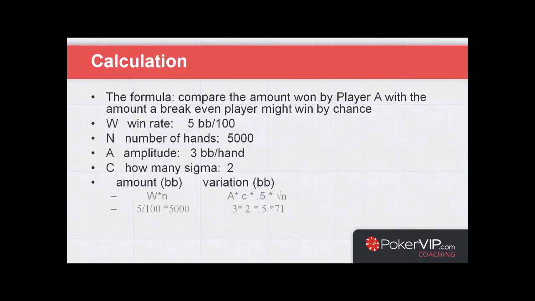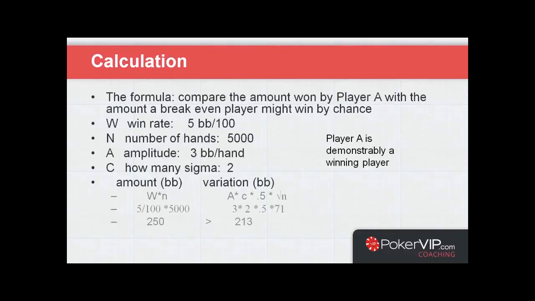The formula with the appropriate substitutions is given on the right-hand side. The square root of 5,000 is in fact 71. When we do this comparison, we see that on the left-hand side, the amount that player A has actually won is 250 big blinds. The maximum amount of variation under a 2 sigma criterion is going to be 213 big blinds. Since 250 is in fact greater than 213, we can claim that the amount that player A has won actually exceeds the amount of legitimate variation we might expect out of a break-even player. And so from this, we can conclude that player A is demonstrably a winning player.